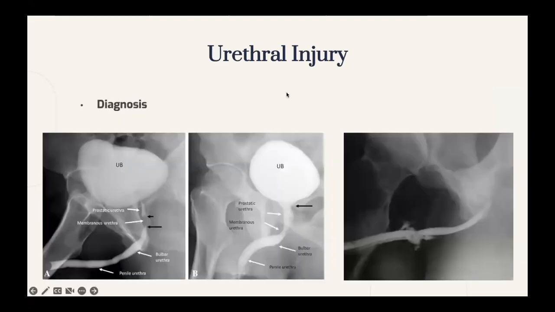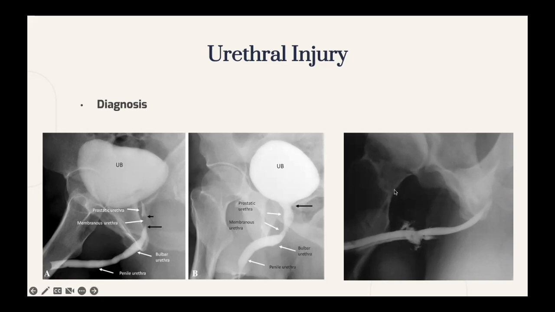So how do we diagnose urethral injury, especially if we suspect urethral or direct penile injuries? We do something called a retrograde urethrogram. This is a normal retrograde urethrogram. You can see the penile urethra, the bulbar urethra, the membranous urethra, which is the tightest, and also the prostatic urethra. That's how the normal urethra looks.